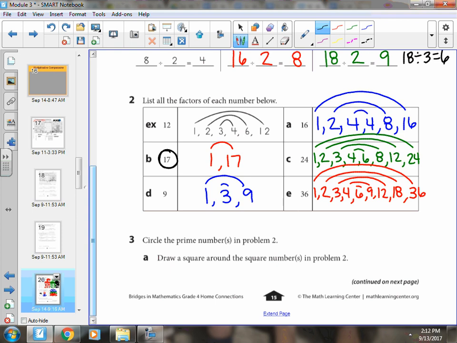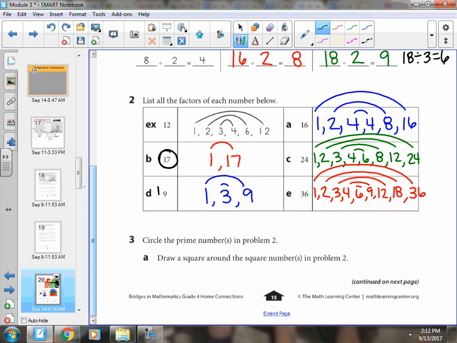1, 2, prima donna. Letter A says draw a square around the square numbers. We'll talk more about this as the year progresses, but a square number, if you can make a square array, it is a square number.